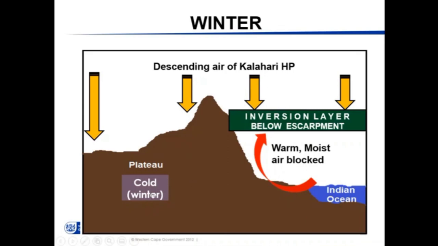Watch, ladies and gentlemen, during the winter months. That is why, because that inversion layer is now lower than the escarpment, that air can't go through that inversion layer and go over the mountains to bring rain to the interior of the country. Impossible. Okay? So that is why the Kalahari high pressure plays a role. That is during the winter months. Cloudless, dry conditions, no rain, ladies and gentlemen.